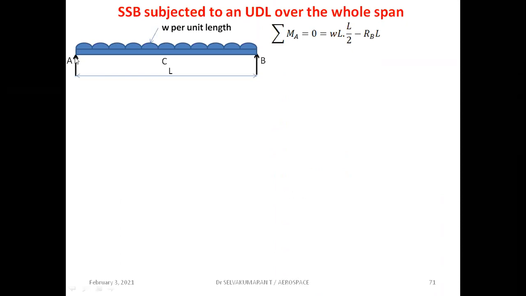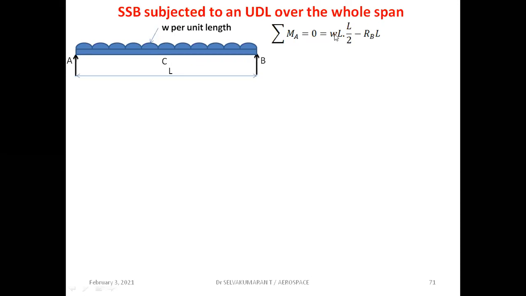So taking the moment about A, W into L, this is Newton per meter, L is in meter, so Newton per meter into meter becomes a Newton, which is a force. When this UDL is multiplied by its run length or spread length, it becomes a point load, and that point load will act at a distance exactly half of the run length, that is L by 2.